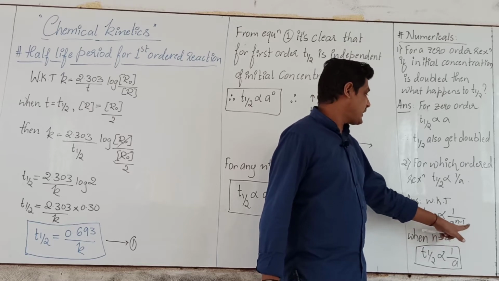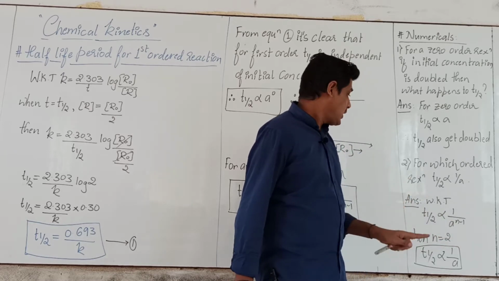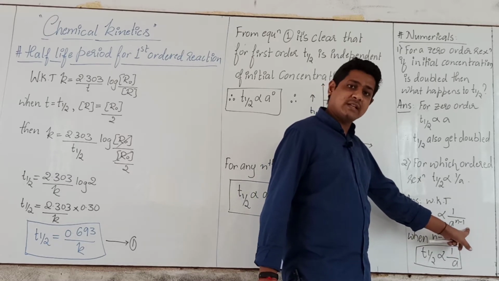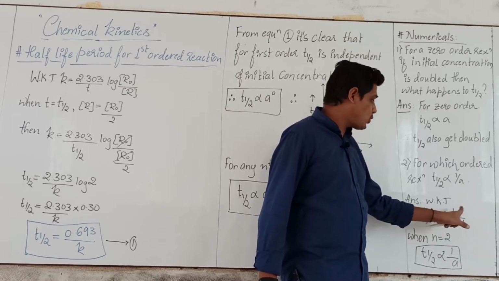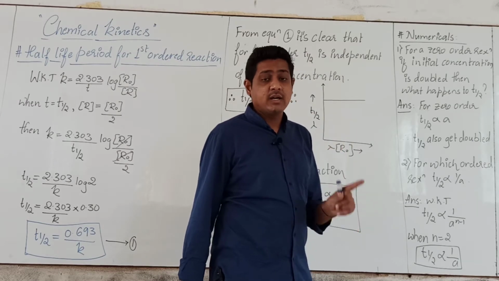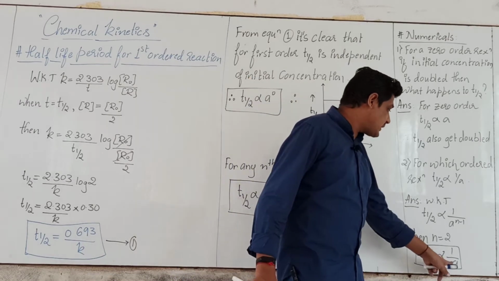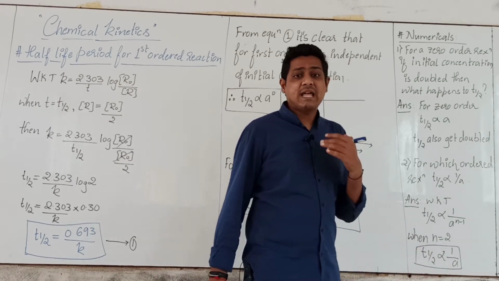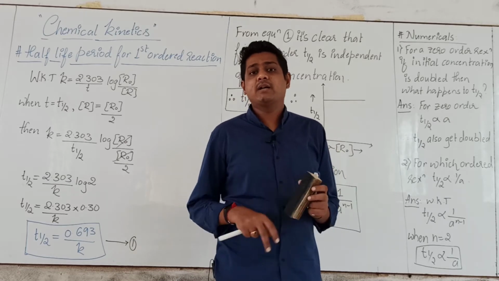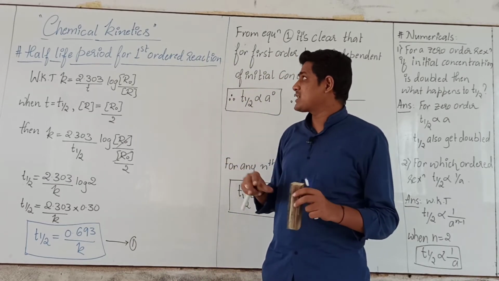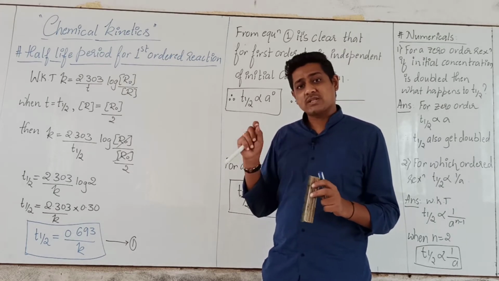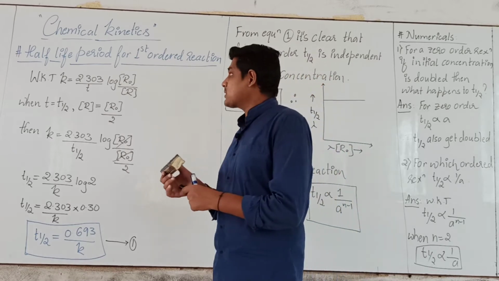Then n is equal to 1, 1 minus 1 is 0, so again this is not what we require. When n is equal to 2, what will happen? 2 minus 1 will come as 1, A to the power 1 will come, so 1 upon A. Therefore for a second ordered reaction, half-life period is inversely proportional to the initial concentration. This way they will be asking you questions. Some more numericals, and we will further discuss the half-life period of the first ordered reaction, and the type of questions they will be asking.